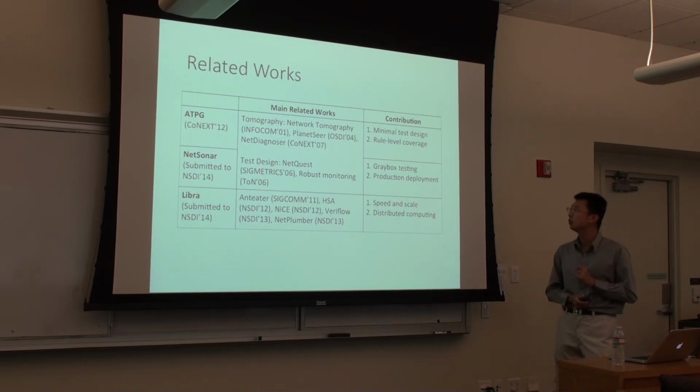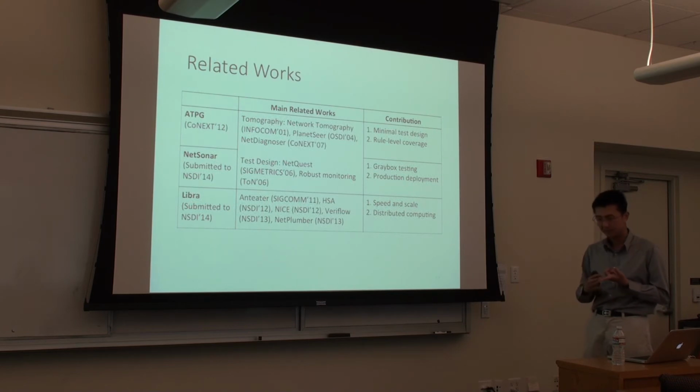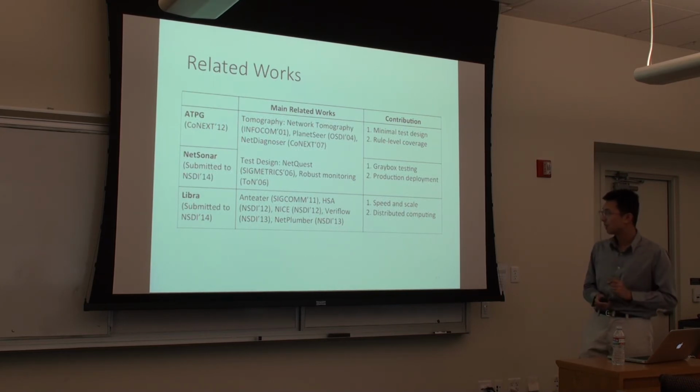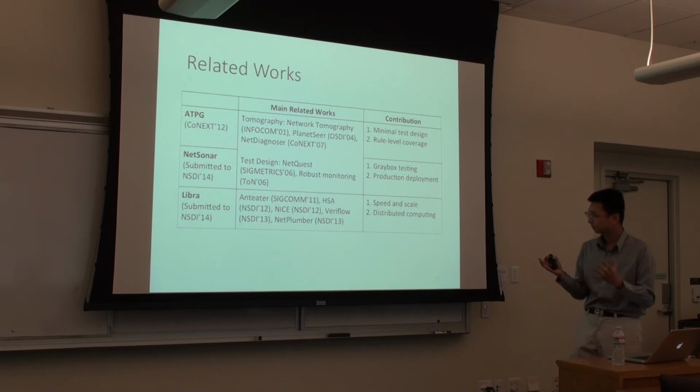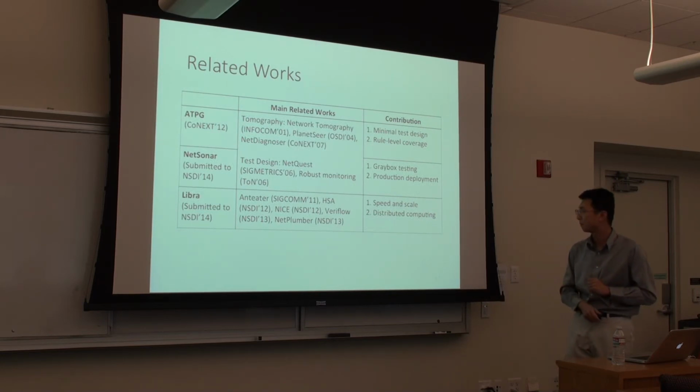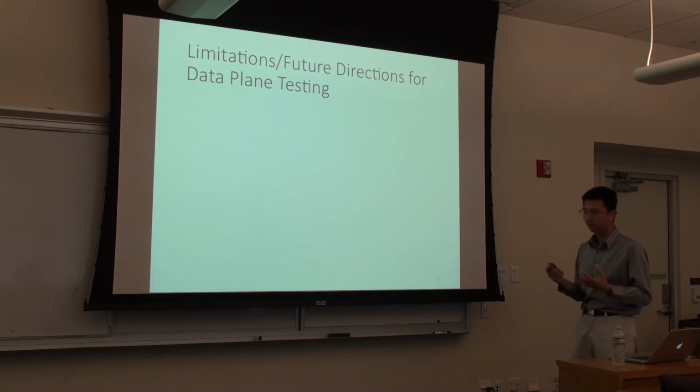The main contribution of ATPG is its minimum test design with the min set cover algorithm and its dual level coverage. And NetSonar further enhances ATPG with gray box testing. And NetSonar is the first reported large-scale data plane tester in production networks. And similar to Libra, a lot of static testers have been discussed in the literature as well, but none of them describe how to scale to very large networks like the ones in data centers. The main contribution of Libra is speed and the scale of networks it can handle. And Libra is also the first reported static tester that is designed in a fully distributed fashion. So there are some limitations and future directions I think can bring data plane testing a step further.